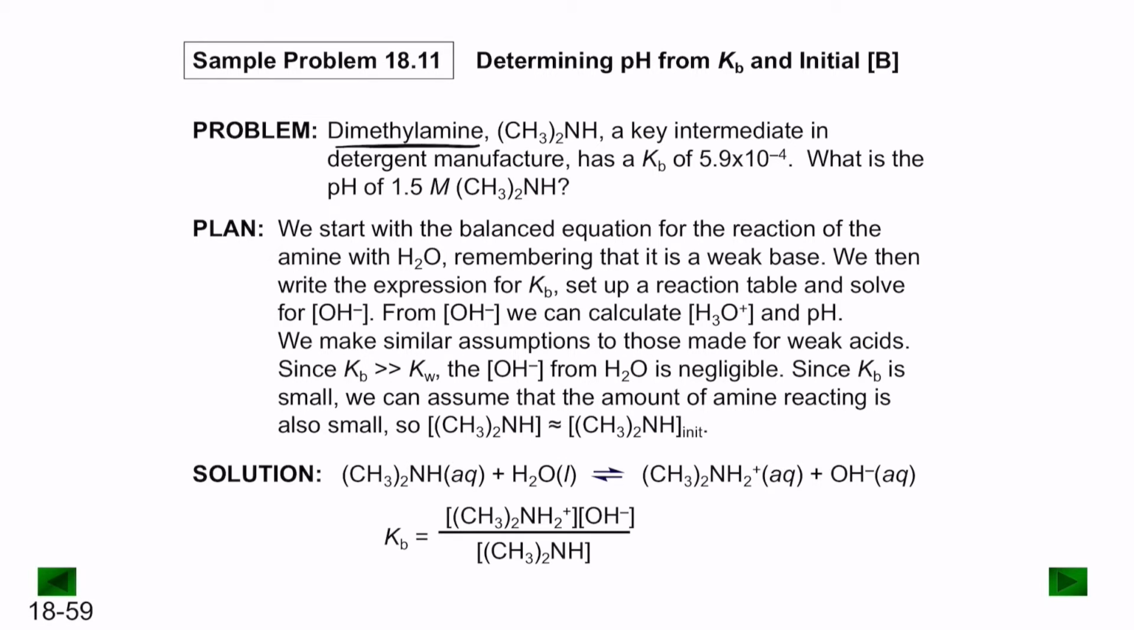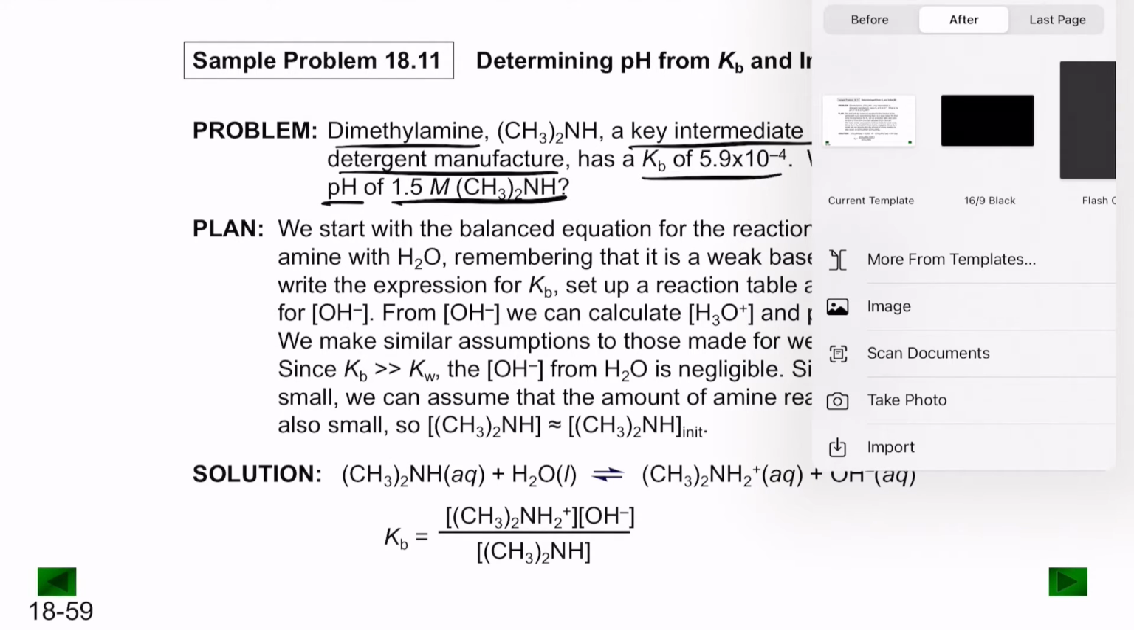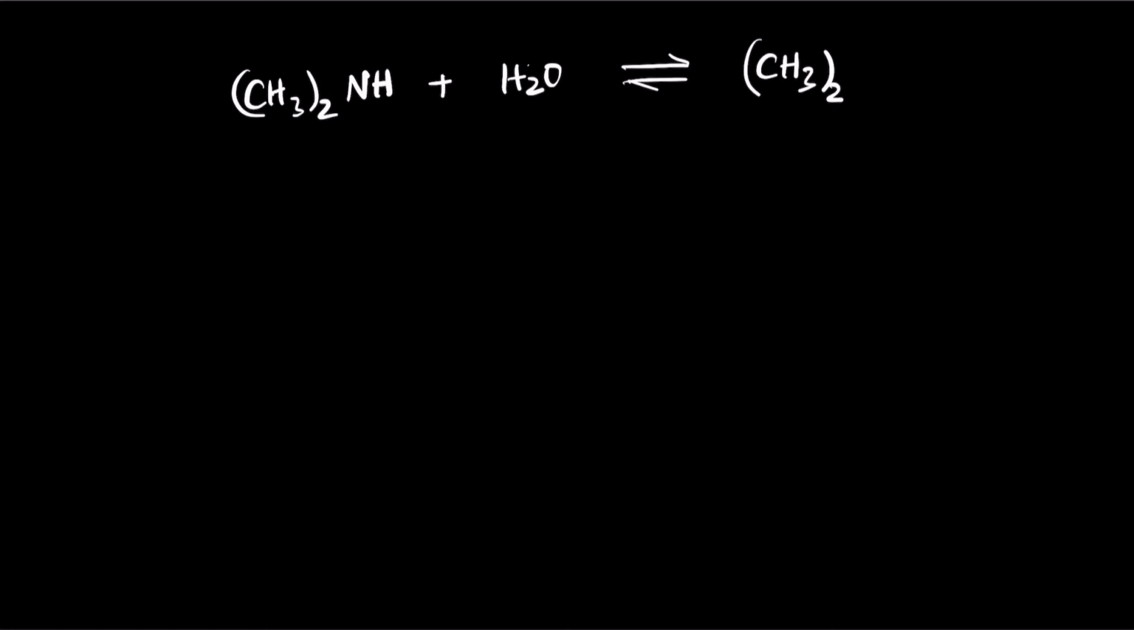So what is given here? Dimethylamine, a key intermediate in detergent manufacture, has a Kb of 5.9 times 10 to the power negative 4. What is the pH of 1.5 M (CH3)2NH? So you have (CH3)2NH plus H2O, which becomes (CH3)2NH2 plus plus OH minus.